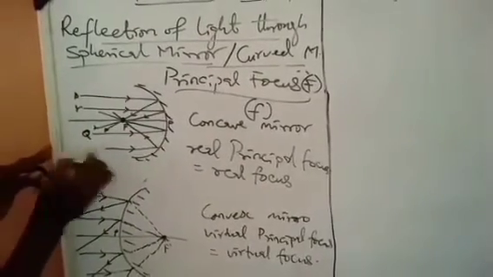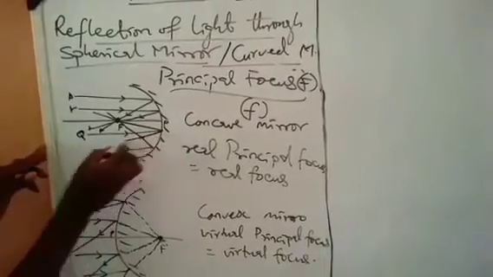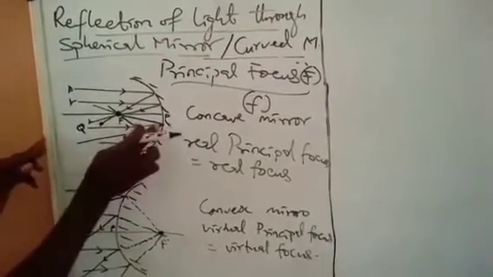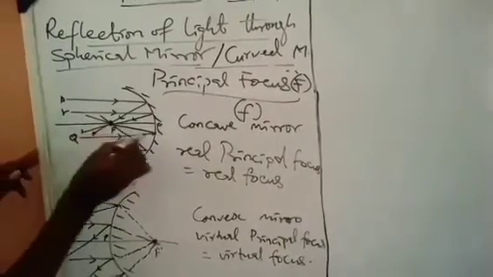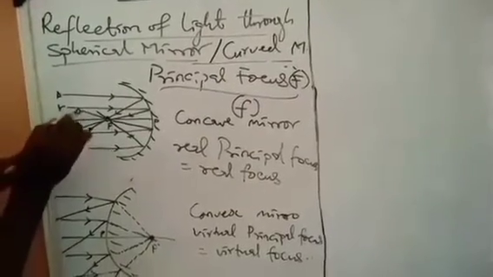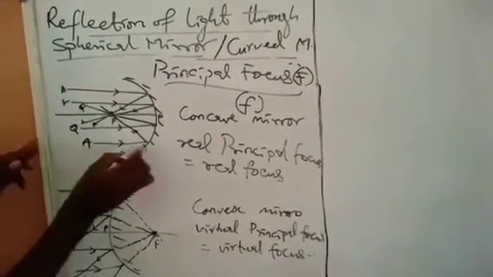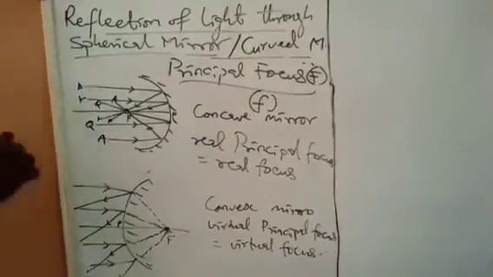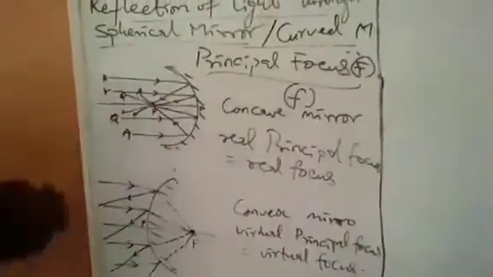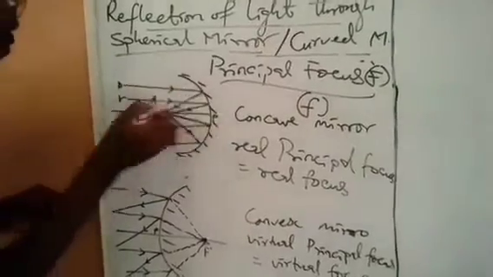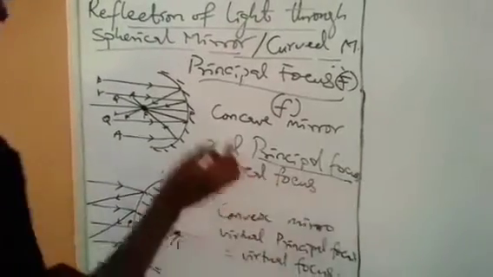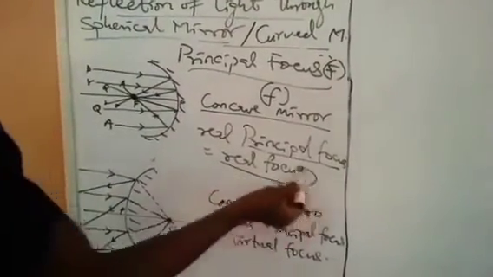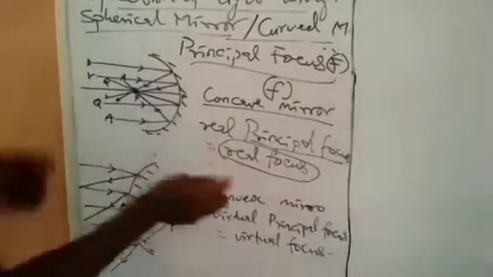Then let's assume this to be ray Q. It will also reflect. This is ray Q, and the reflected ray Q is this. Then the final one, let's say A, and this is the reflected ray A. So you notice that all of them, as they fell on the surface, went through the principal focus. And because the rays of light all passed through this principal focus, we say that the principal focus of a concave mirror is a real focus. That is a real principal focus. We just call it a real focus.